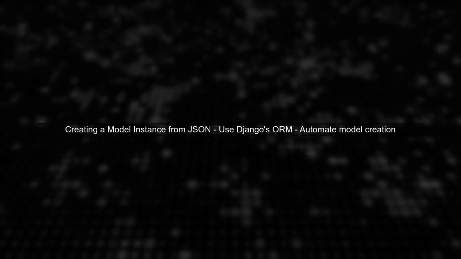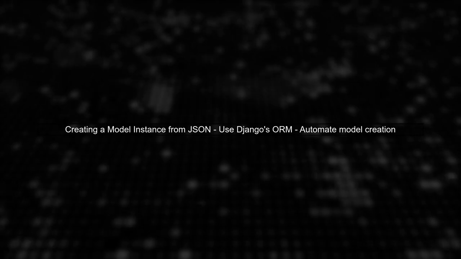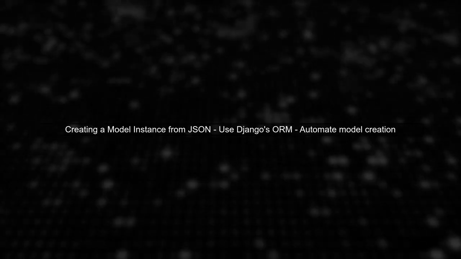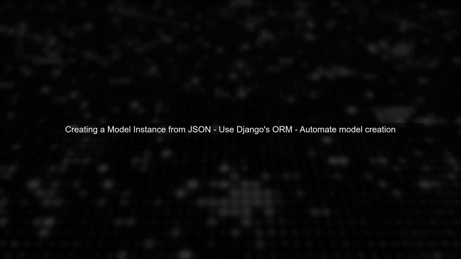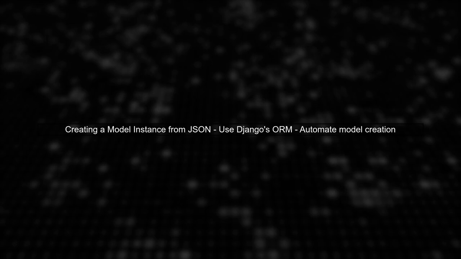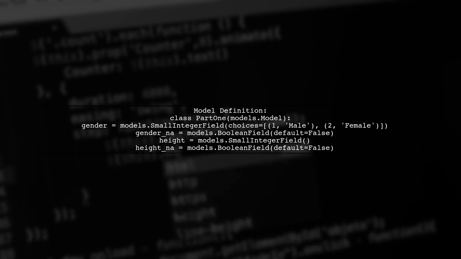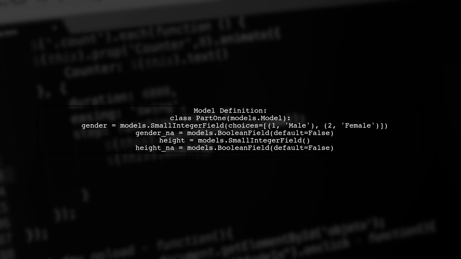Let's continue on. To create and save a model instance from a JSON data object in Django, we can utilize the built-in functionality of Django's ORM. First, let's define our model. In this case, we have a model called Part 1 with several fields including gender and height.